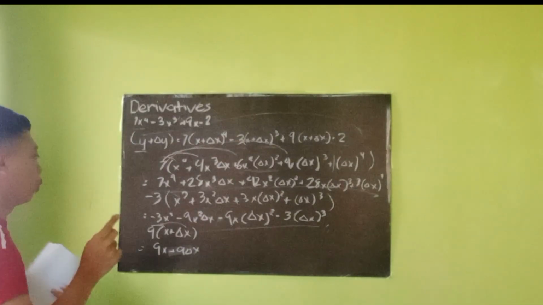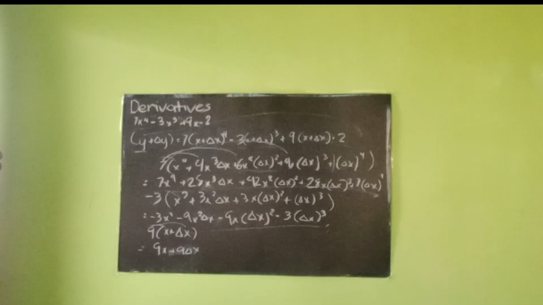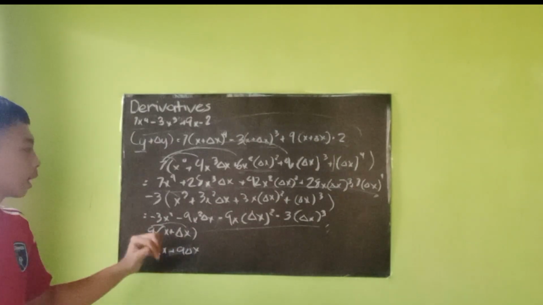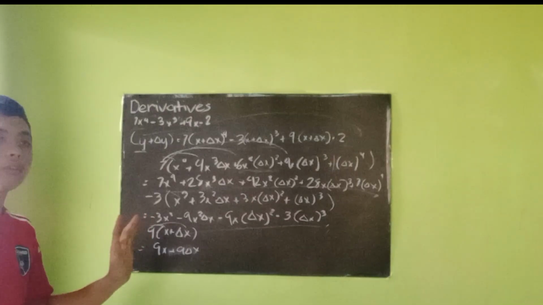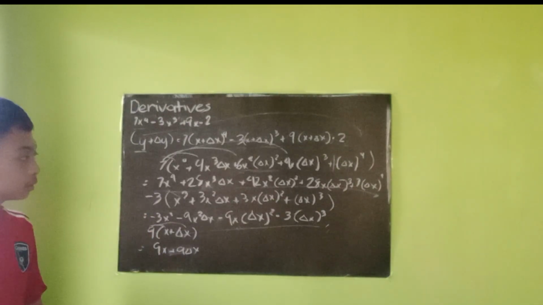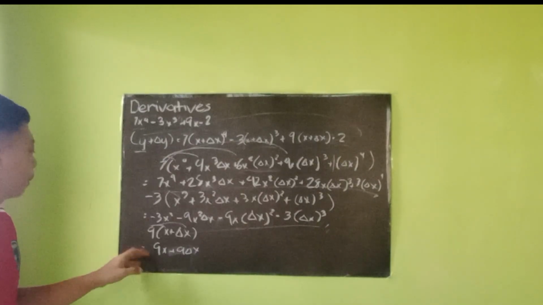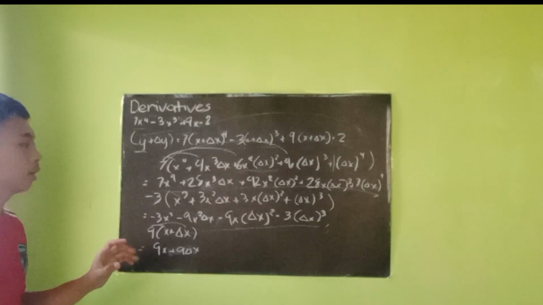minus 3x cubed minus 9x squared delta x minus 9x quantity of delta x squared minus 3 quantity of delta x cubed and plus 9x plus 9 delta x.